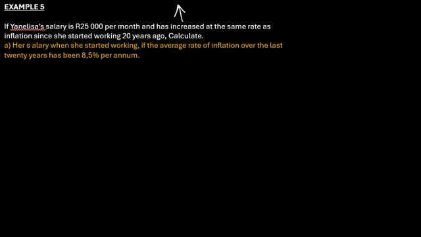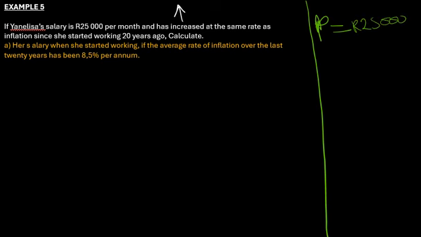Okay, that is it. Now, we don't know the inflation rate so far, but we are hoping that we will find it soon. So far, let's collect our data. If Yanelisa's salary is 25,000, this is the present amount. This is the money that she earns now, which is 25,000 rand.